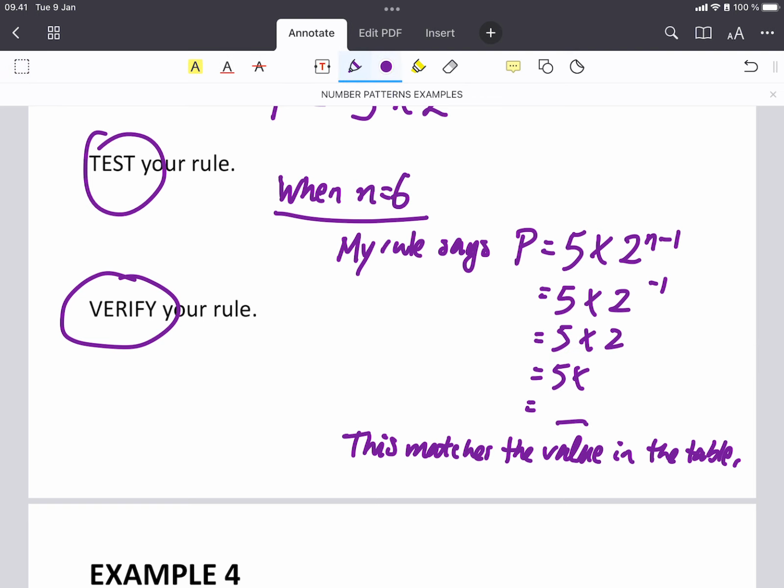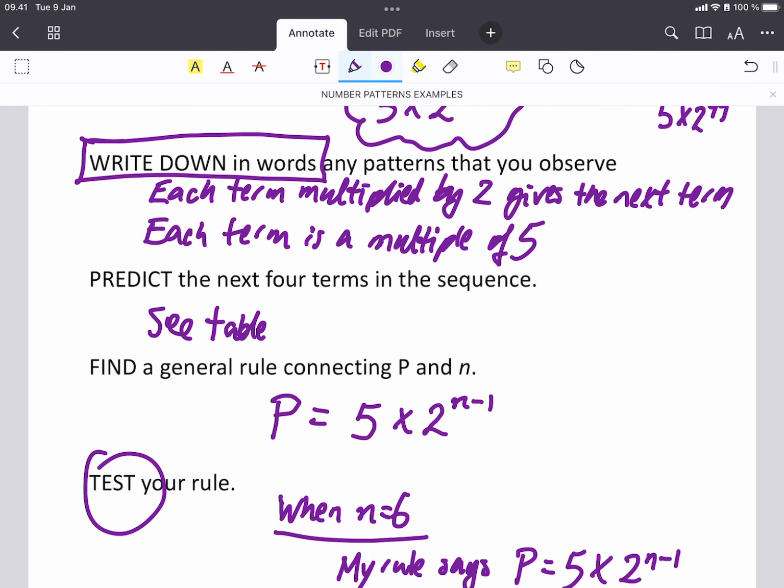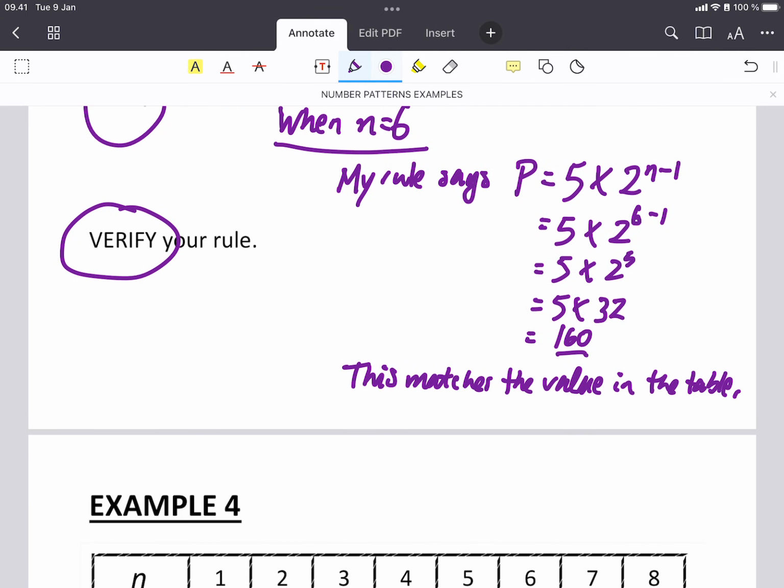When n equals 6, my rule says p equals 5 times 2 to the power of n minus 1, which would be 5 times 2 to the power of 6 minus 1, which would be 5 times 2 to the power of 5. 2 to the power of 5 is 2, 4, 8, 16, 32. So it would be 5 times 32, which would be 160. Table does say 160, so this matches the value in the table.